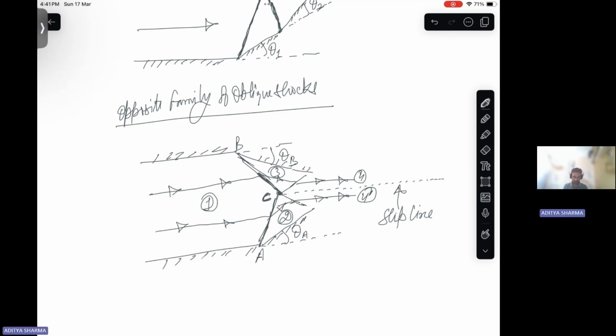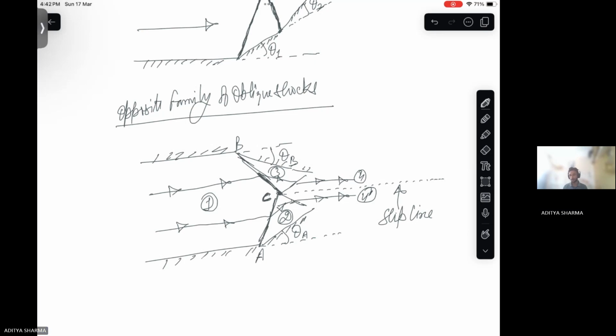And when such waves interact, such waves are known as oblique shocks of opposite family. This definition nowhere says that the deflection angles have to be the same or different, right? This definition does not specify that.